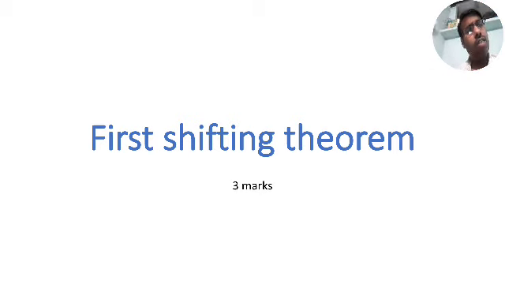The statement of the first shifting theorem may get 1 mark, whereas the problem on the first shifting theorem comes for 3 marks. So these are the marks from the first shifting theorem in a semester exam. Before going to the first shifting theorem, you need to know the 8 standard formulae that we gave in the previous class. That should be known. If you know the formulas, then only can you do the problems.